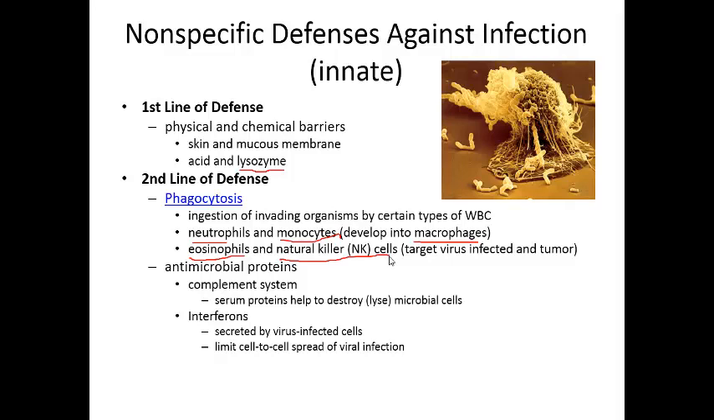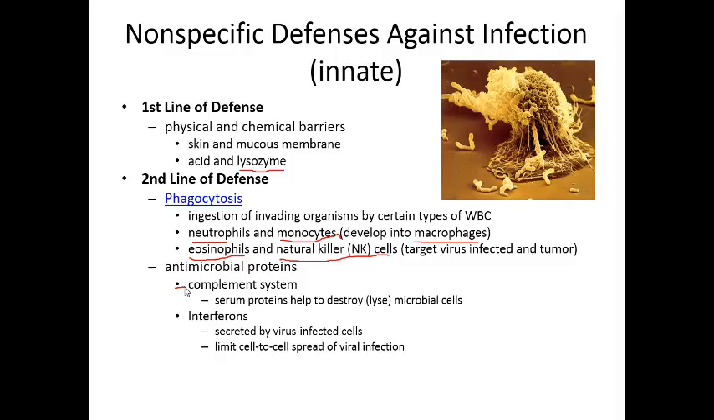Within your blood, we contain antimicrobial proteins. They make up the complement system. The complement system is made up of about 30 serum proteins. These are proteins that travel throughout the liquid component of your blood, and they destroy or lyse any kind of microbial cell that might be inside your body, anything foreign.